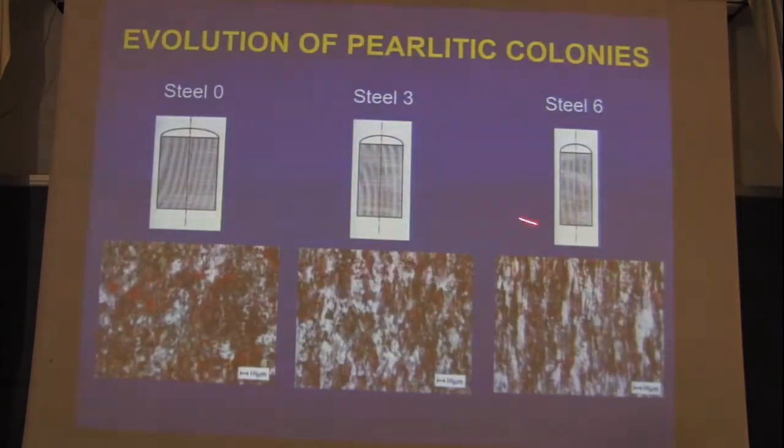This is the consequence. With regard to the first microstructural level, here we have steels 0, 3, and 6, that is, 0, 3, and 6 steps of cold drawing. In the vertical sides we have the drawing axis, and we evolve from a randomly oriented pearlitic microstructure, to a slightly oriented microstructure in steel 3, and in fully drawn steel, heavily cold drawn commercial precision steel, a very oriented and aligned microstructure with regard to the first microstructural level, pearlitic colonies.